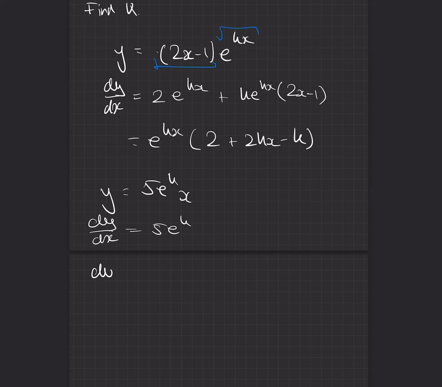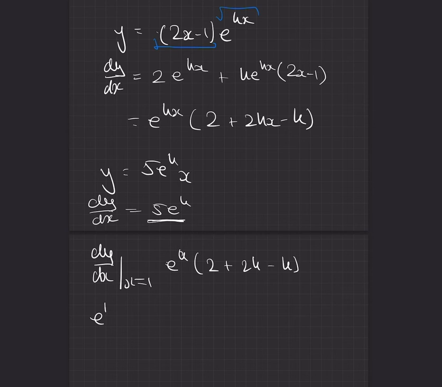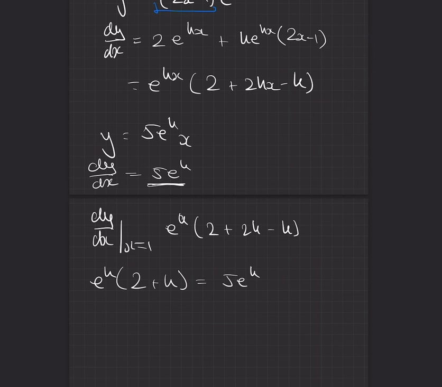So dy/dx at x equals 1 for the first function is equal to e to the k, because x is 1, times 2 plus 2k minus k. And the second straight line obviously just has a constant gradient, so we don't have to deal with any x's there. So that means we're going to have e to the k times 2 plus k is equal to 5e to the k. We can go ahead and cancel e to the k. So 2 plus k is equal to 5. That means k is equal to 3.